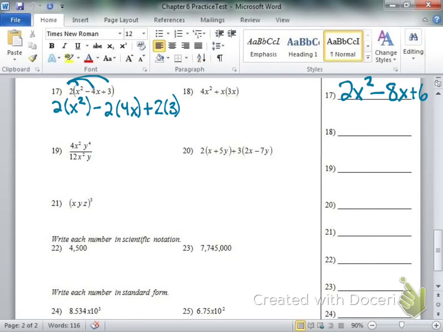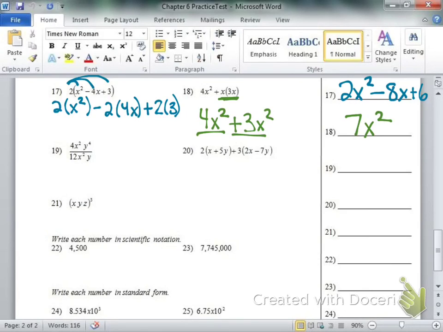All right, check out number 18. We have to do multiplication first before we can combine like terms. So I have 4x squared in the front plus, in the back I have x times 3x. That's just 3x squared. Now they both have x squareds, so you can go ahead and add the like terms. 3 plus 4 gives us 7, and then you just keep the x squared. You don't change the variable, you don't change the exponent. Just combining like terms.